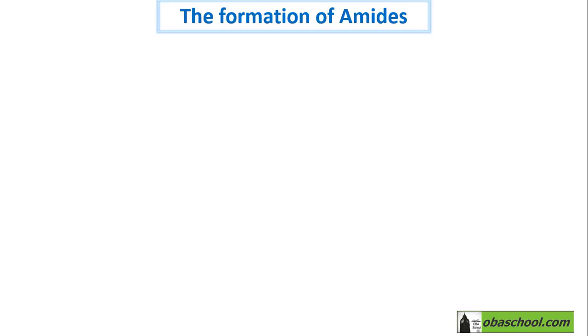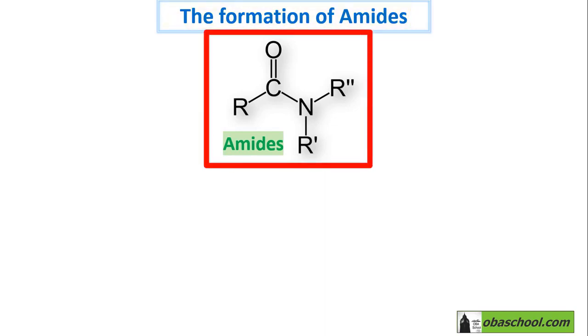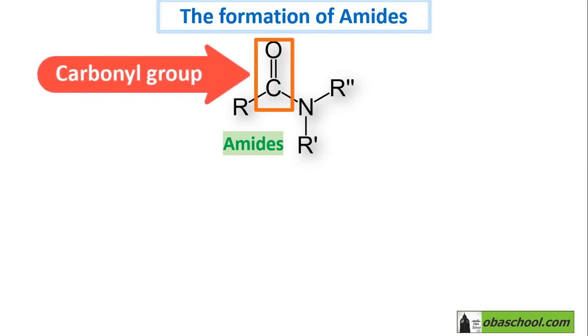Today we are going to discuss the formation of amides. Amides have this general structural formula where they have both a functional group that comes from amines and another functional group which we call the carbonyl group, which is the C double bond O.